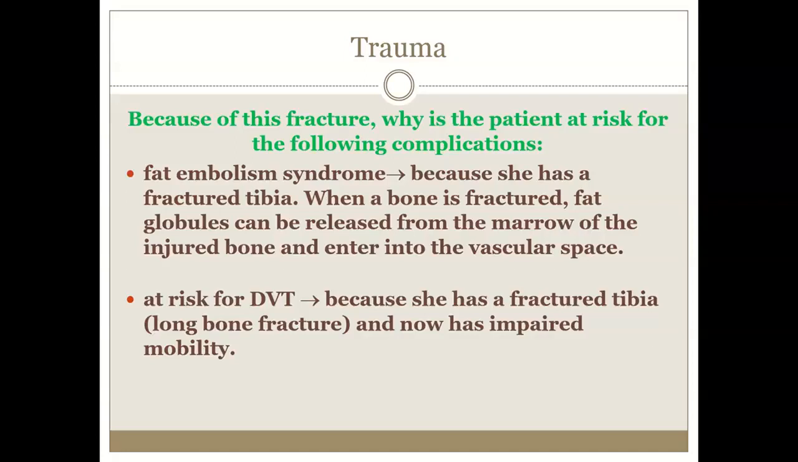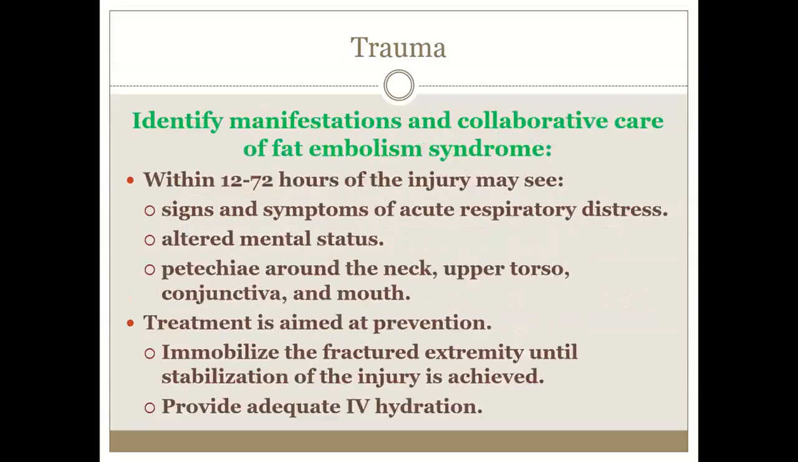Now, the patient is at risk for a DVT, and this one's easy because anytime anybody has a fractured extremity, well, then you know that there is a problem with immobility. So what is the collaborative care for both of these things? And we're going to talk first about what is done for the fat embolism syndrome.